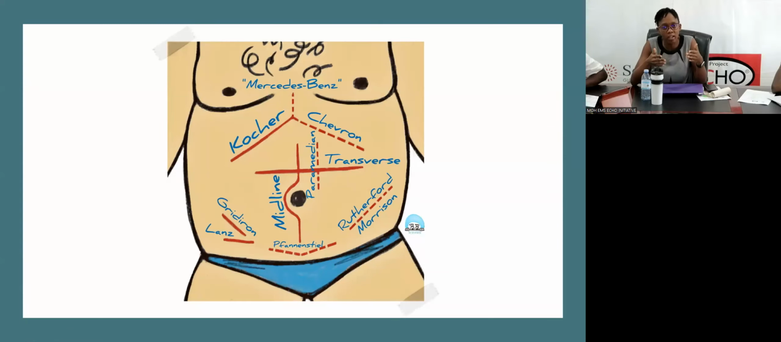So you'll find for adults, most of the incisions that we make are midline incisions. We might make a subumbilical midline incision or a full midline incision. But if you have a 3 months old child, their abdomen is shorter in the vertical axis.